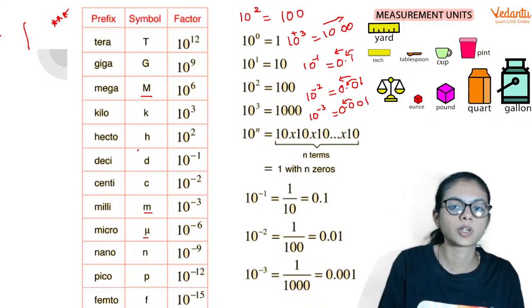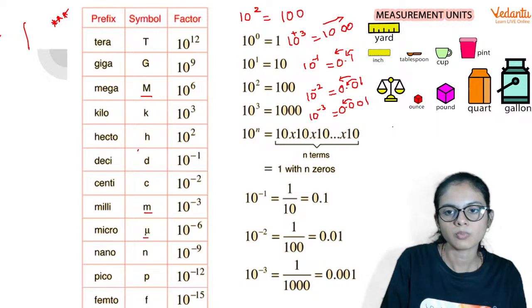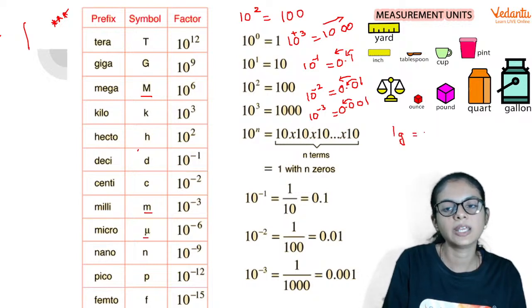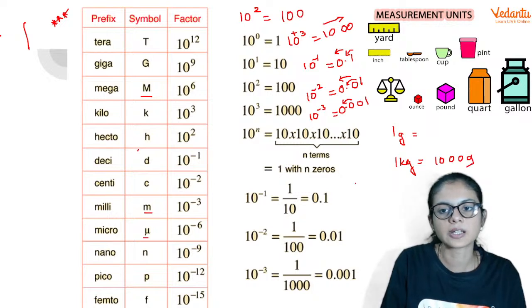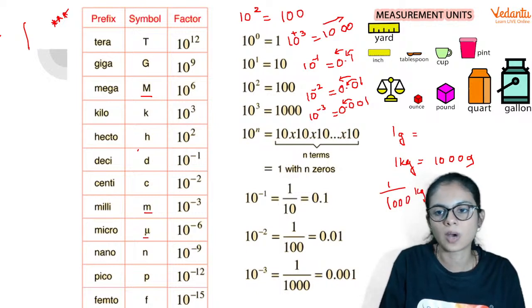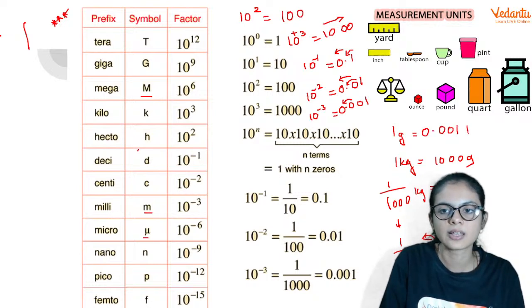And conversions are important. Like if I write 1 gram, it will be equal to how many kg? So we know that 1 kg is equal to 1000 grams. Right. Then if I divide both sides by 1000, 1 divided by 1000 kg is equal to 1 gram. Then 1000 is nothing but 10 power 3. What is this? 10 power 3. If I take it to the numerator, it will be 10 power minus 3. 10 power minus 3 is 0.001 kg.